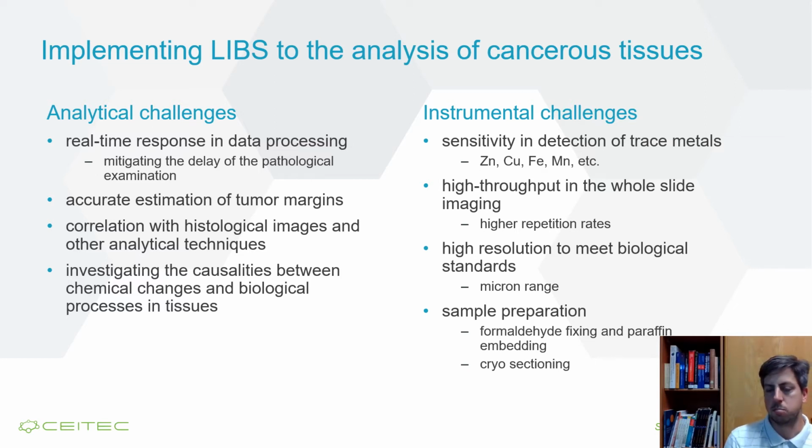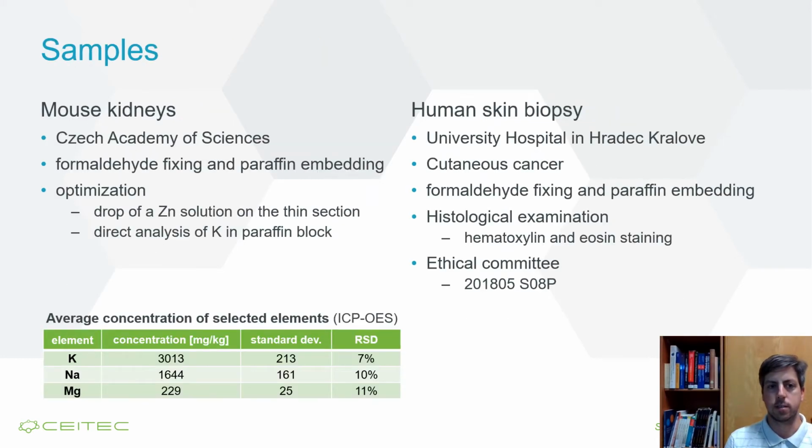High resolution, this is another thing that we really need to work on, and the biological standards or biological relevance is in the range of microns. And finally, the sample preparation is part of quite active discussions in the community, how to really properly prepare the sample prior to LIBS analysis. For our analysis, we have used several samples from mouse kidneys to human skin biopsies.